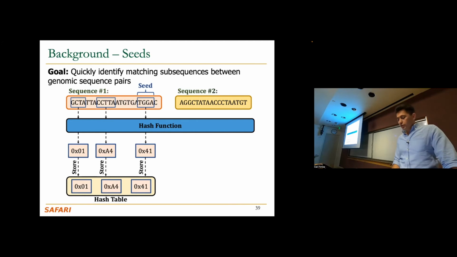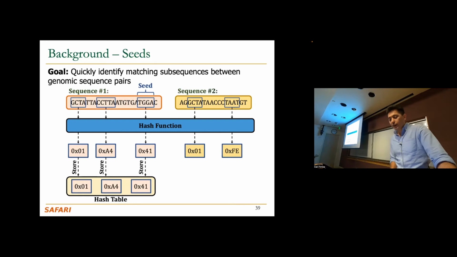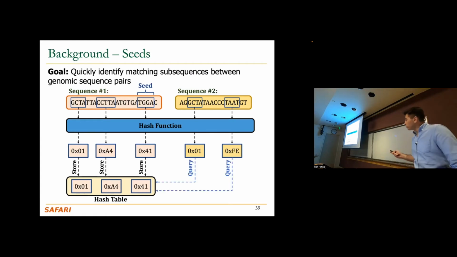We store this because we want to quickly identify whether other sequences have these matching blocks within them. To identify them, we perform similar operations: we find the seeds, and then we use the same hash function to generate the hash values. But this time, rather than storing these hash values, we query the hash table with the hash values that we find, so that we can quickly identify whether there is a match. For example, this one matches within the hash table or doesn't match, so that we can find that there are matching blocks between two sequences.